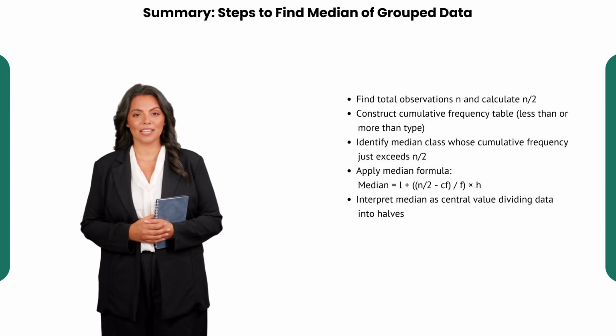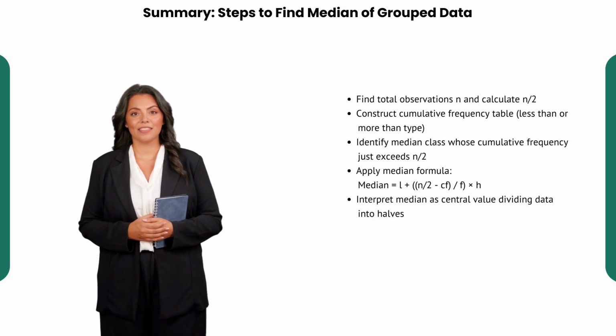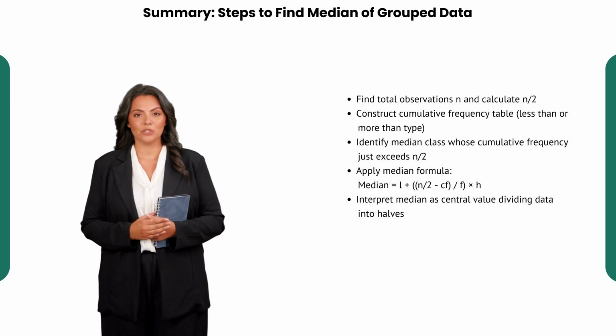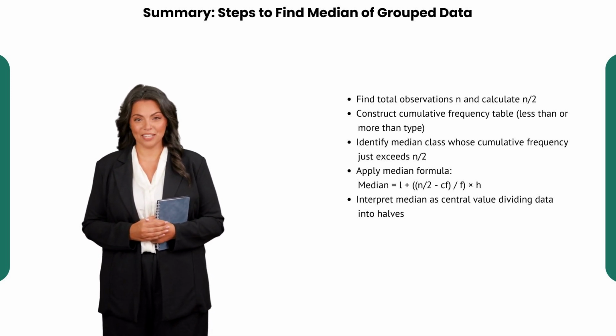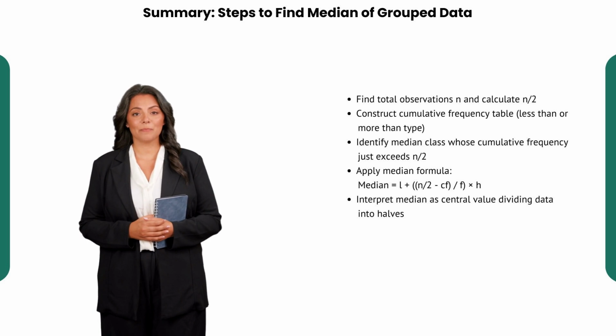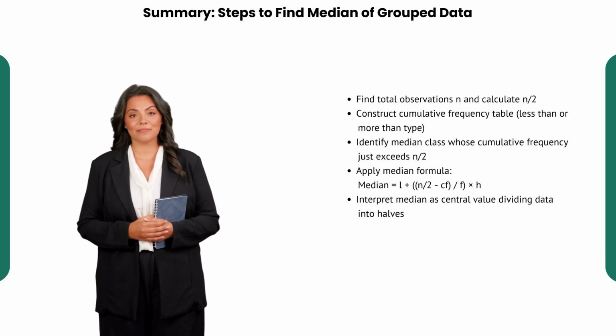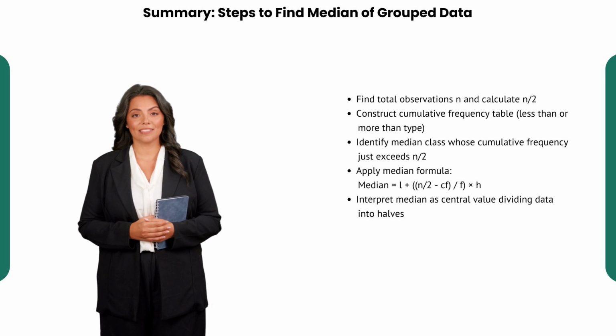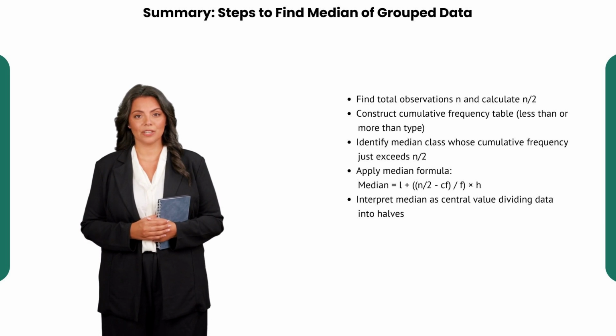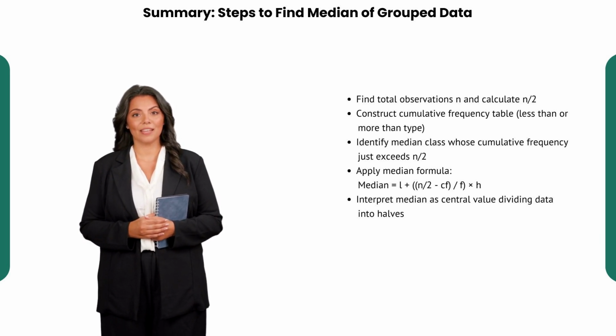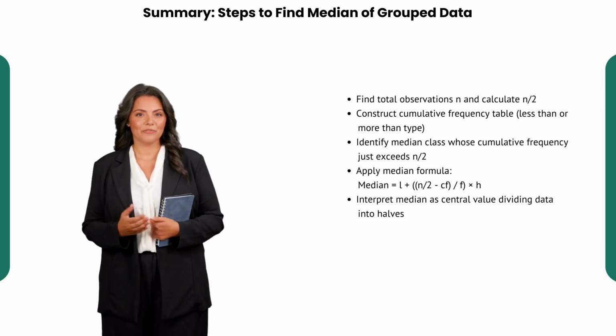Then, apply the median formula. Median equals the lower limit of the median class plus the fraction open bracket n divided by 2 minus cumulative frequency before the median class close bracket, divided by the frequency of the median class, multiplied by the class size. Finally, interpret the median as the middle value that divides your data into 2 halves. This gives you a central measure that is often more representative than the mean in grouped data. This process transforms raw grouped data into meaningful insights about the data's central tendency.